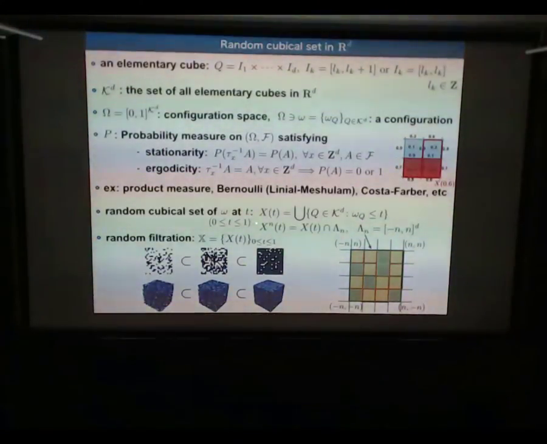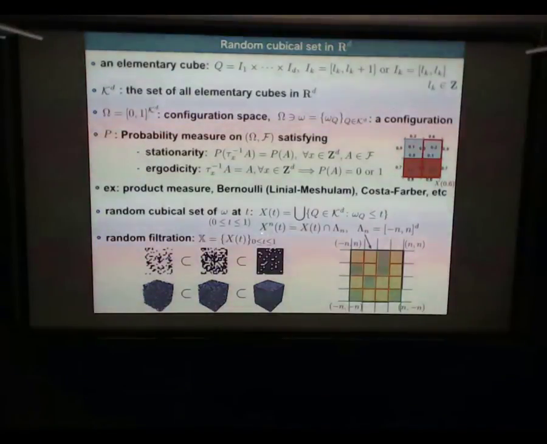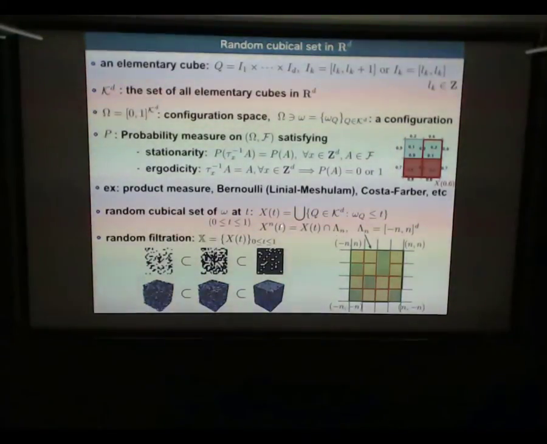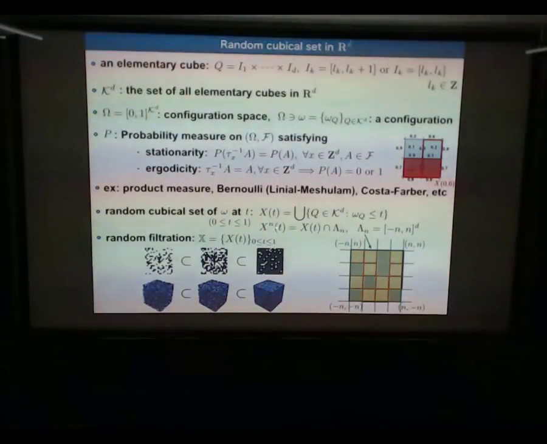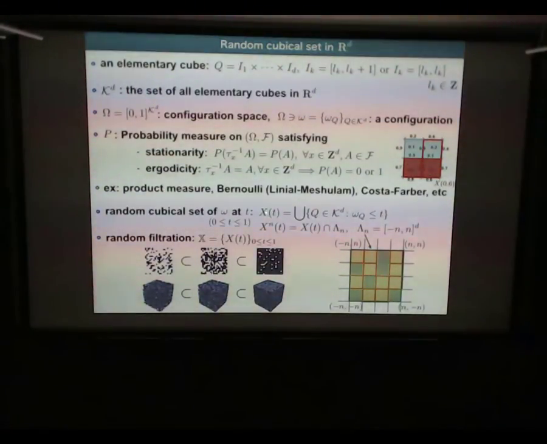And also, we frequently consider the restricted version of the cubical set, restricted by the so-called window, lambda n. The window lambda n is defined by the d-dimensional cube with side length 2n, like these green regions. The restriction to the window lambda n is denoted by X_n. So by definition, the restricted cubical set is a finite cubical set, and X_t is, in general, an infinite cubical set.